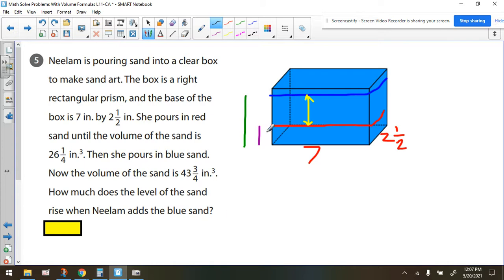So basically we need to find this height, which is what it would be for the red sand. We need to find this height, which is what it would be for the blue sand. And then we need to subtract the difference between this purple line and this green line, which would really be the difference, right? That would be this, I represented that with yellow on the rectangular prism.